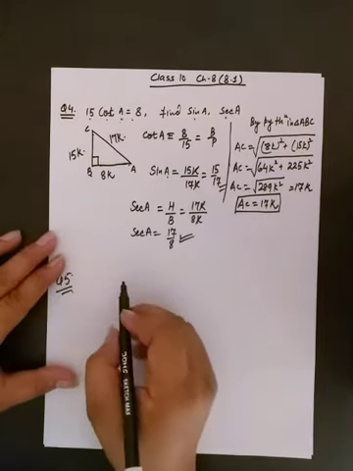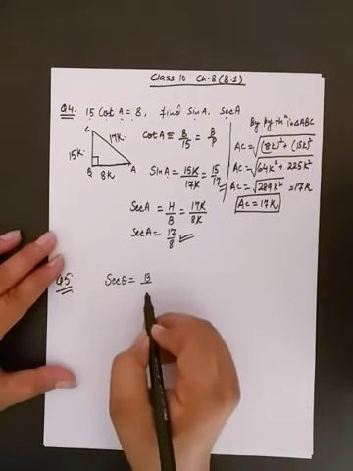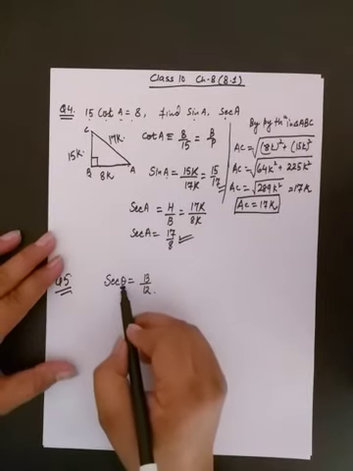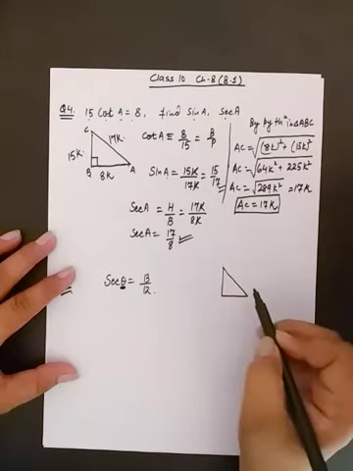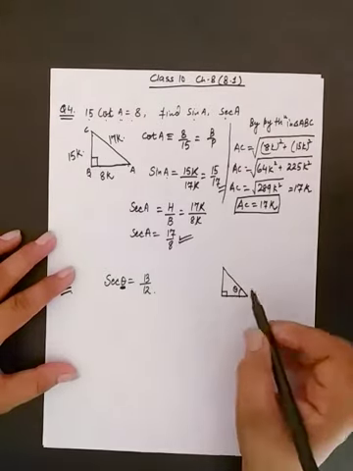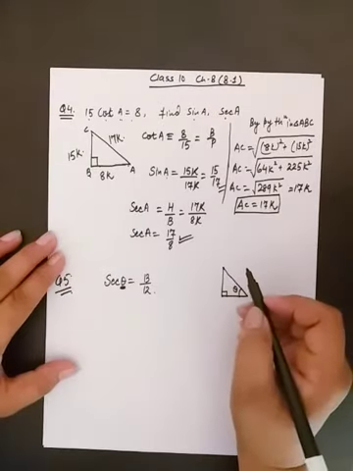Similarly, we can do question number 5. Here secant theta is given as 13 by 12. So it means this theta we have to mark in base. Now the letter is not given but the angle is given. So we will write theta here and we can give any name to the vertices of these triangles.